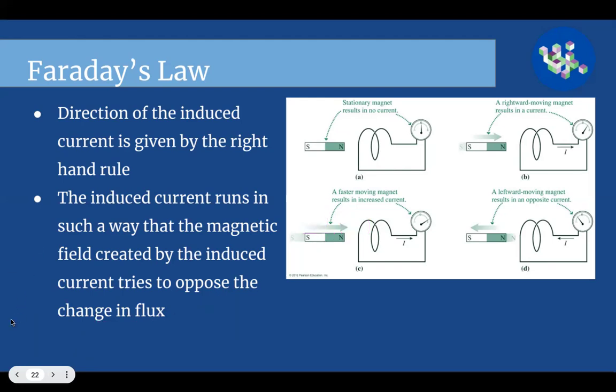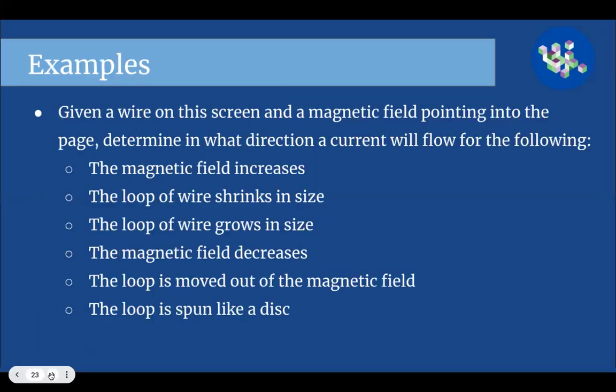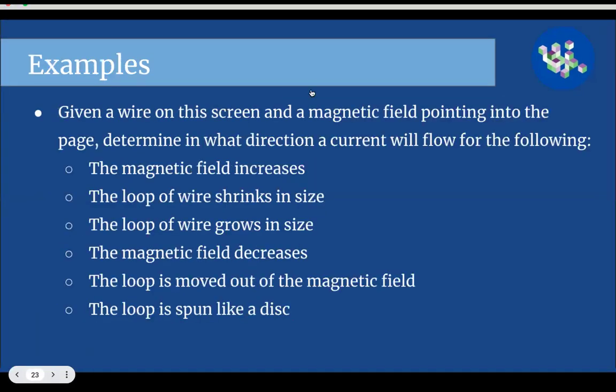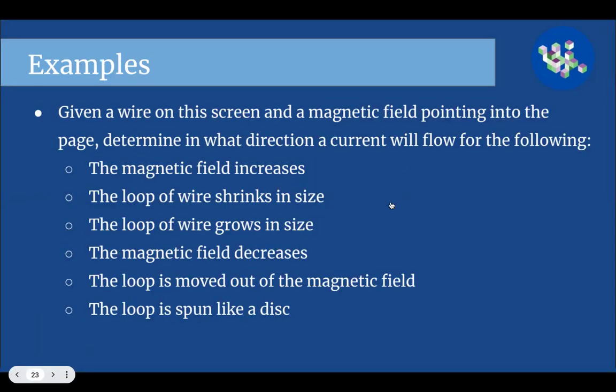Okay, let's go on. I'll do some examples so that it becomes more clear. Given a wire on the screen, with the magnetic field pointing into the page, determine what direction the current will flow in the following examples. Let me draw it first before you guys do it.